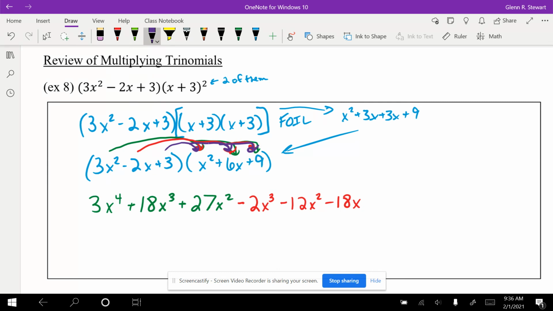Okay, and the last I'm going to distribute, I'm going to distribute the 3 here. So 3x squared, and then 3 times 6 gives me 18 with the x, and then 3 times 9, which is 27.